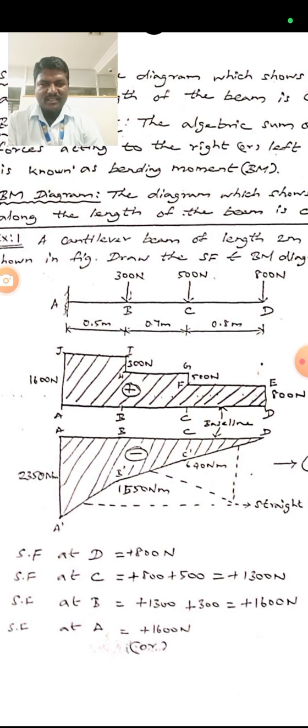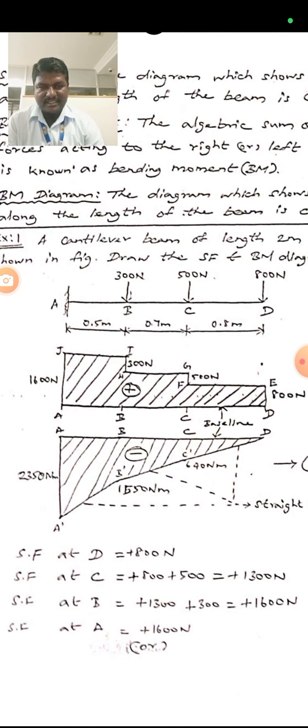First you have to find the shear force reactions. So determine the shear force reactions. One formula is available: on the left side, upward force is positive and downward force is negative, and on the right side, upward force is negative and downward is positive. Consider A as the left side and D as the right side, so you calculate the shear forces from right to left: D, C, B and then A.